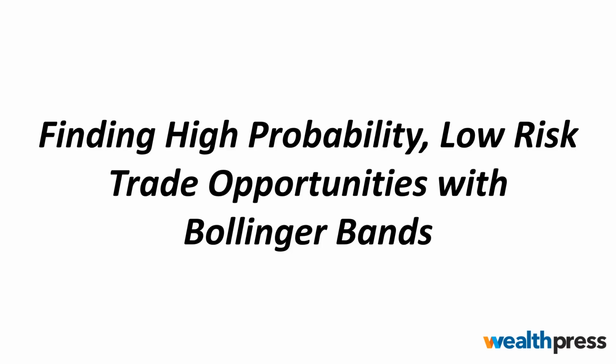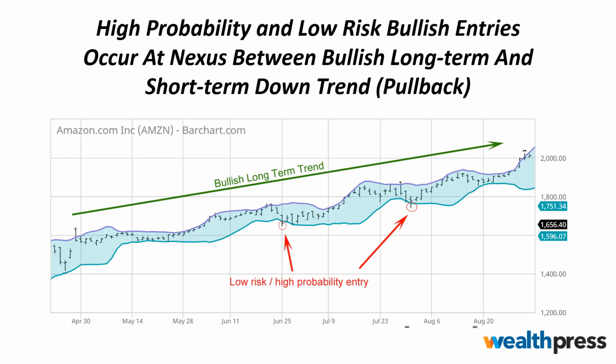All right, we're back in the lab, and today we're going to talk about finding high probability, low risk trade opportunities with Bollinger Bands. Now, let me explain to you where we're going here. The biggest problem traders have with pullbacks is finding the nexus between the long-term trend and the short-term trend. That nexus gives you the lowest risk opportunities, okay? So instead of doing visual analysis, which can be very subjective, I decided to make it mechanical. So what the Bollinger Band will do for you is find you a low risk pullback, okay? It'll find you the nexus, that nexus that I'm talking about.